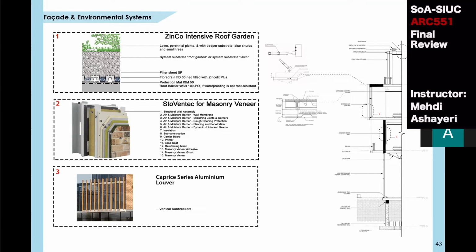rain screen system. I had also, in an attempt to reduce solar gain coming into the building, implemented vertically oriented aluminum solar shading devices that would be controlled by the occupants of the space. I have also, according to the section, as you can see, included some overhangs that would help reduce that solar gain into some of those residential spaces.